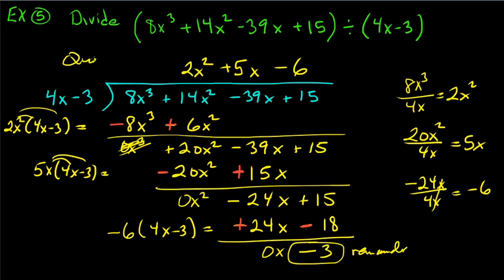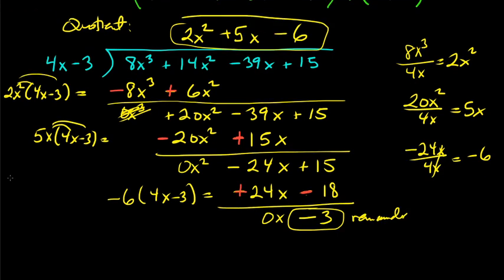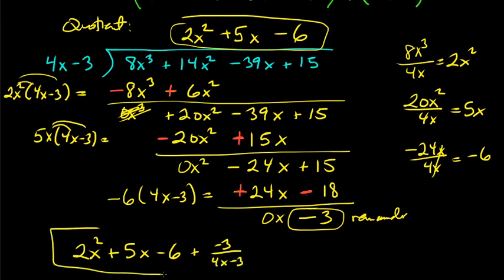And this is our quotient, right? 2x squared plus 5x minus 6. So, right, our final answer should be 2x squared plus 5x minus 6 plus negative 3 divided by 4x minus 3. Right. So that's how this works, right?